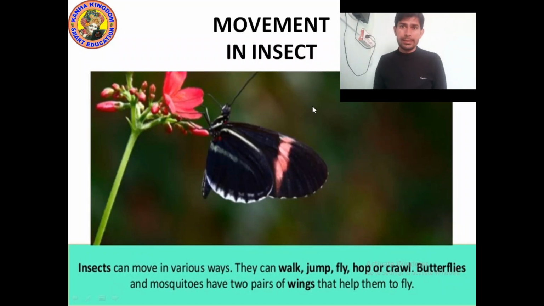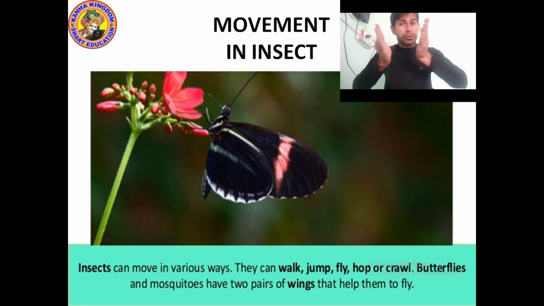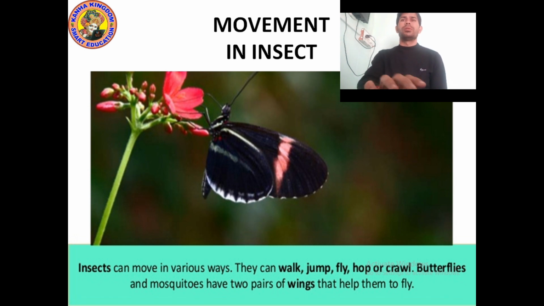Hello, class 6. Today we will finish chapter number 8. Last time we studied muscles, ligament, and cartilage, and we also started movement in animals. Today we will study different kinds of animals and see the movement in animals, but before that let's revise whatever we studied in the previous class.